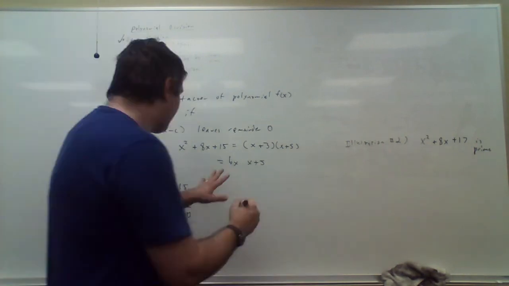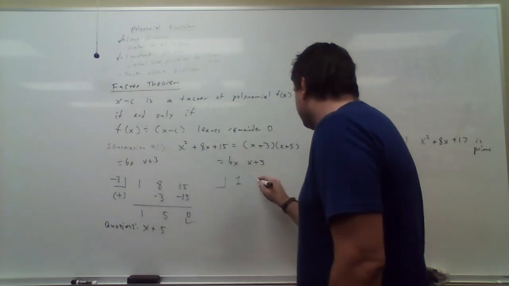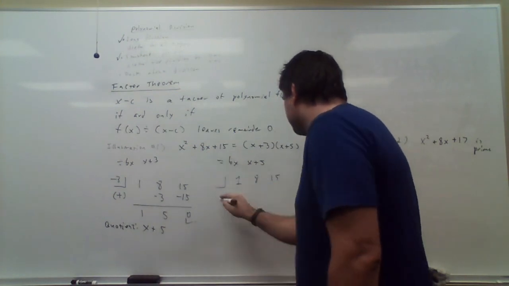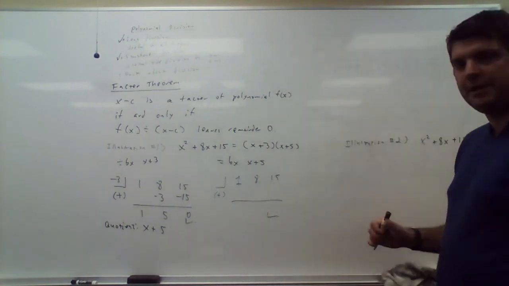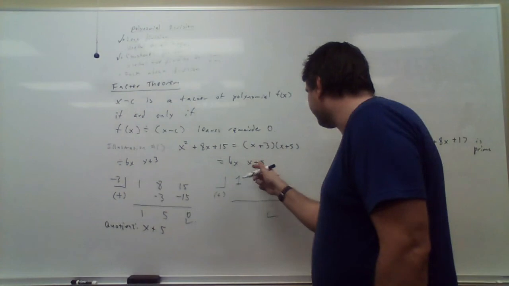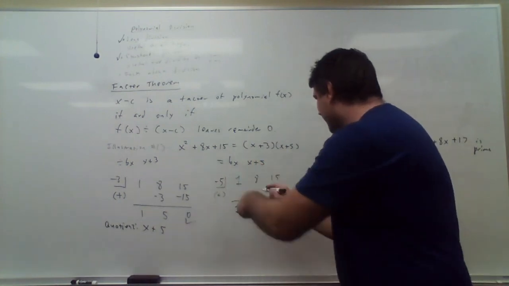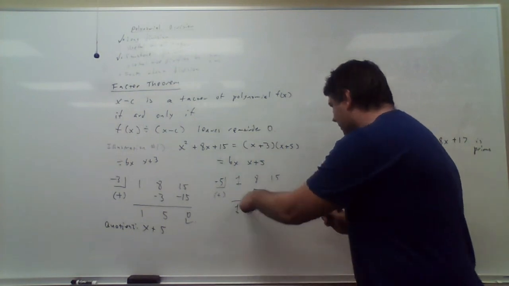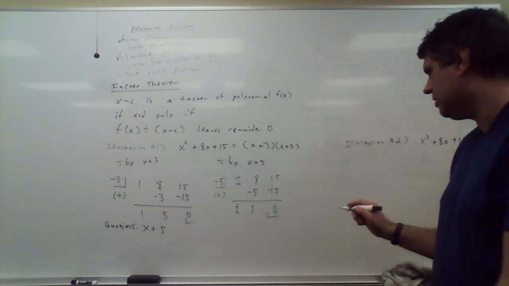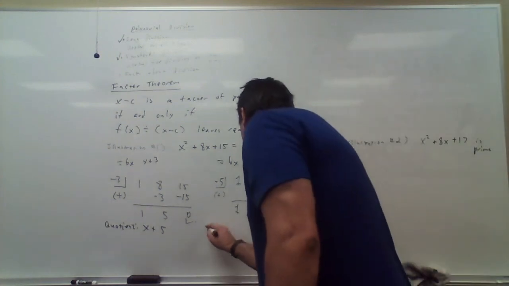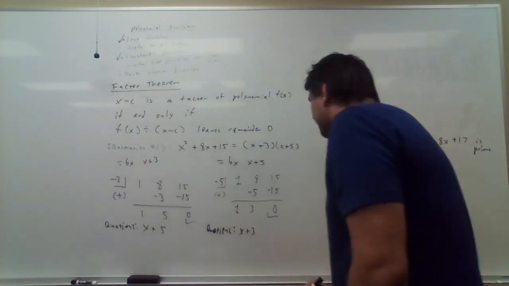Okay, over here, if I divide by x plus 5, I will still have 1, 8, and 15. Now, the opposite of 5 is -5. Bring down the 1. 1 times -5 is -5. I get 3. 3 times -5 is -15. I get 0. That's my remainder. Okay? So the quotient here is x plus 3.